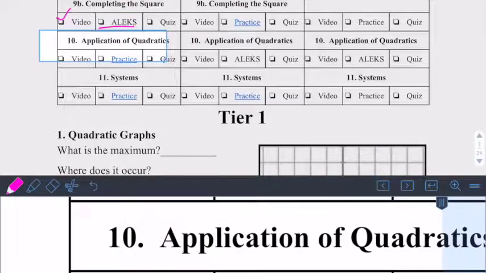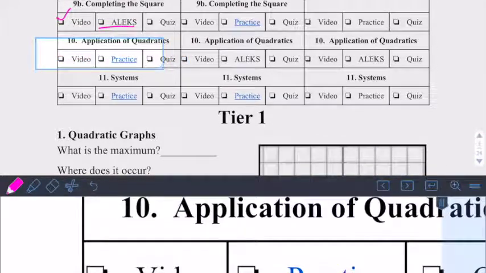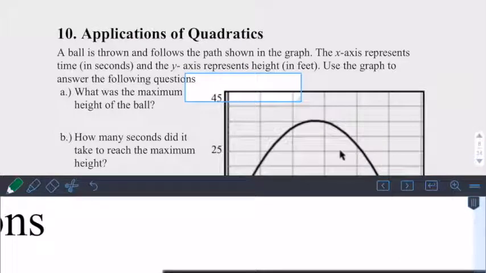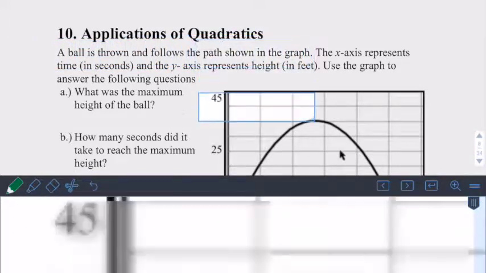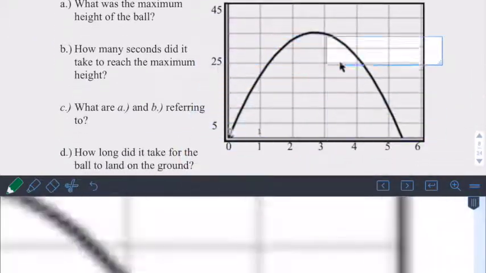This is lesson 10, applications of quadratic equations. So now we're going to look at how we can apply these quadratic equations. A ball is thrown and follows the path shown in the graph. So here's our ball being thrown.